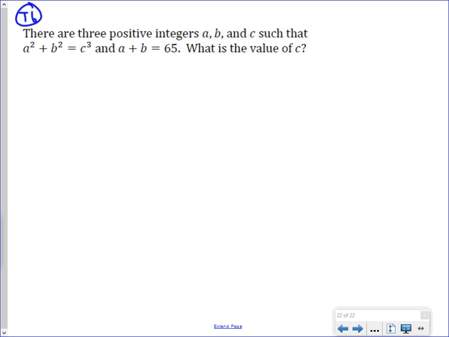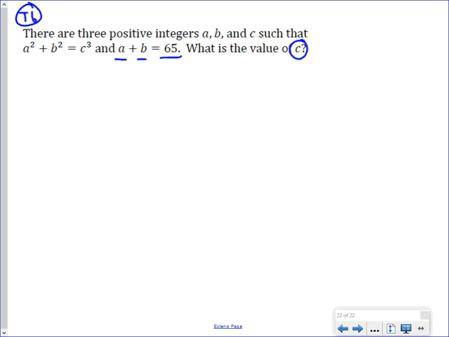But I'd rather you look at it more from a number theory perspective, which is to say, well, what can we know about these solutions A, B, and C based on what we're given? Well, the first thing is, for A and B to add up to 65, one of them has to be odd, and one of them has to be even. And that in and of itself gives you a lot of information, because that tells you that C is an odd number, because an even number squared plus an odd number squared is always going to give you an odd value.